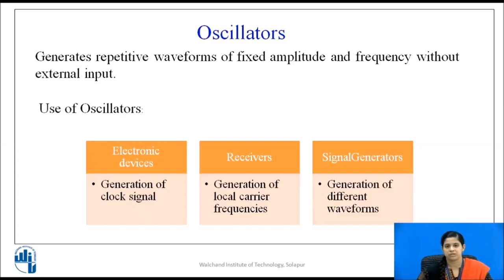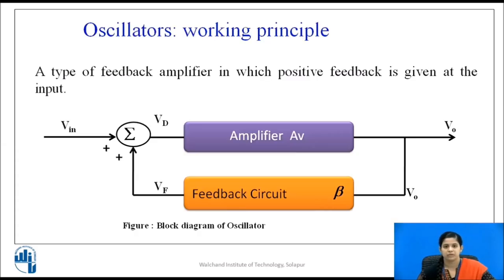So let us see about this oscillator working principle. So oscillator is a type of feedback amplifier in which the positive feedback signal is given at the input from the output. Block diagram of oscillator, which consists of the amplifier, let us say its gain is AV, and the second block is of feedback circuit with the feedback factor beta. Now, we will consider Vin is the input voltage, Vd is the differential voltage, Vo is the output voltage, and Vf is the feedback voltage.